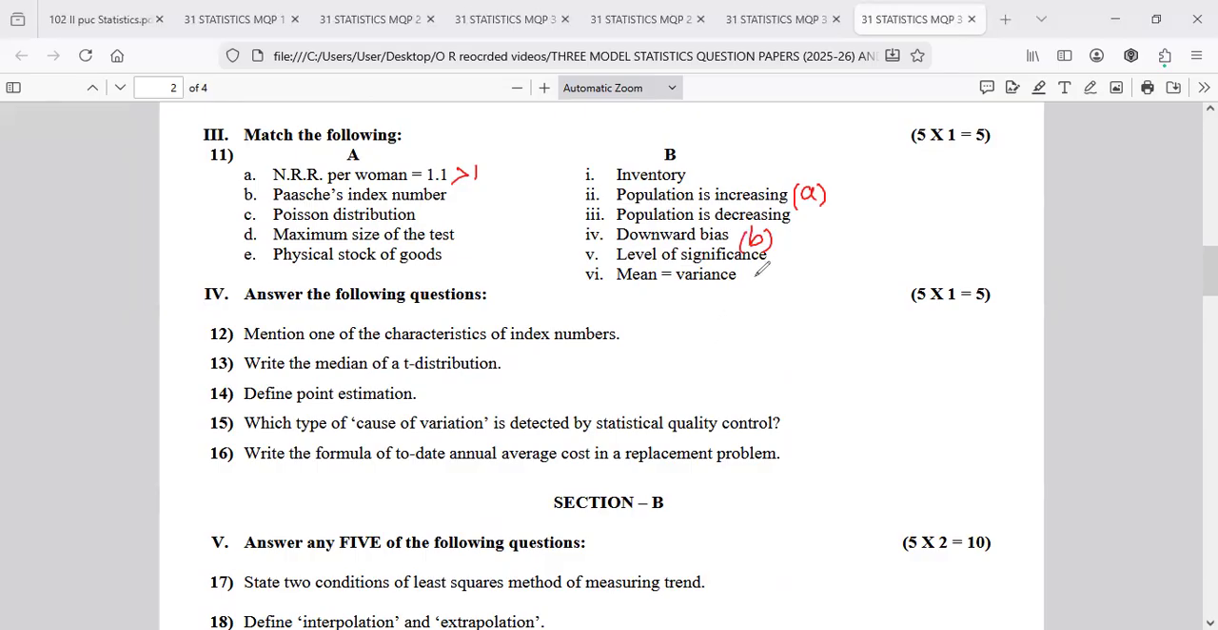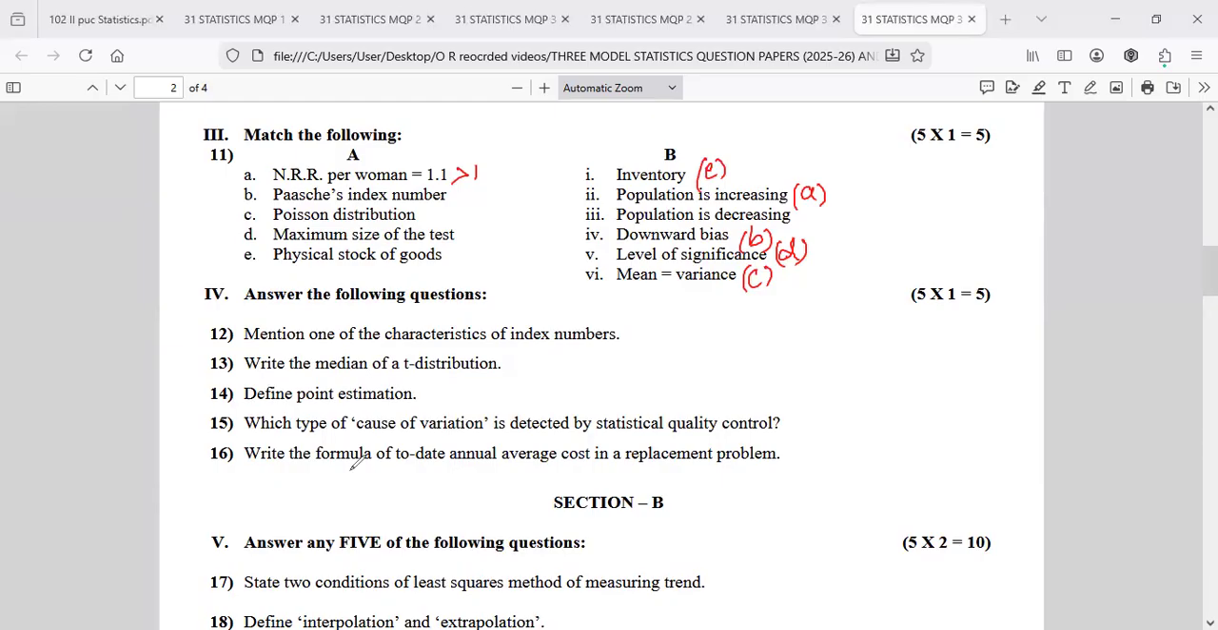Poisson distribution, mean is equal to variance. Maximum size of the test, that is called level of significance. Physical stock of goods, inventory. Yeah, this is simple. Match the following question. Okay.